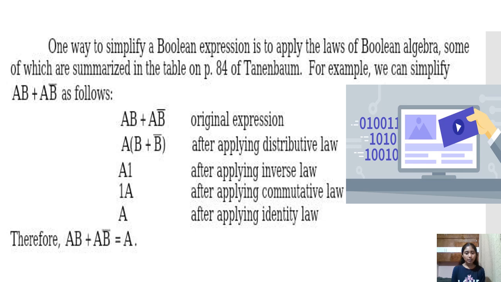The original expression given is AB plus AB bar. On taking A as common, by applying the distributive law, we get A of B plus B bar. Again, on applying the inverse law, it is A·1, that is 1 into A by the commutative law. According to the identity law, 1 into A becomes A. Therefore, the expression AB plus AB bar is simplified to A using Boolean algebra.